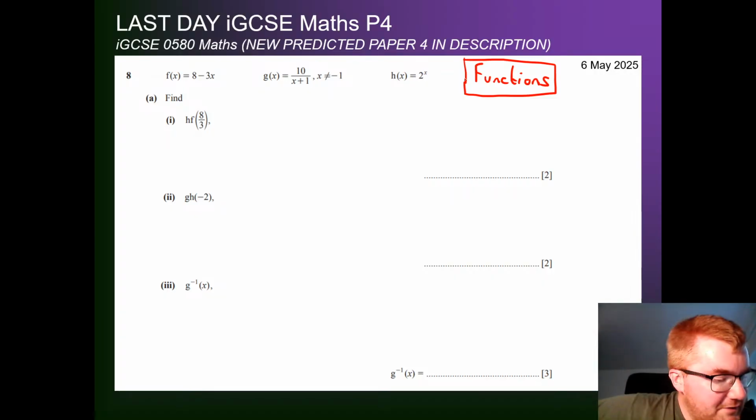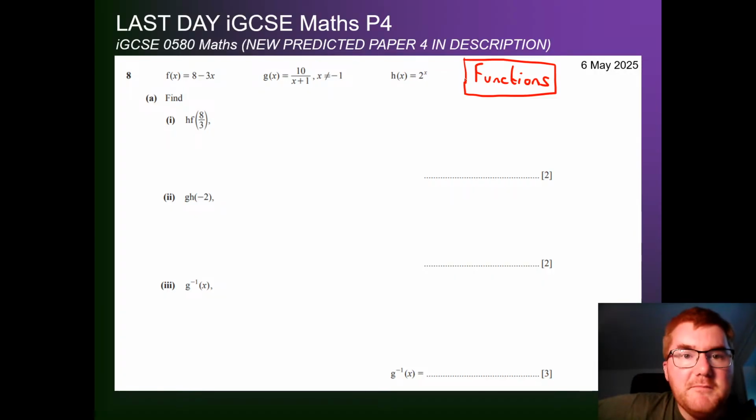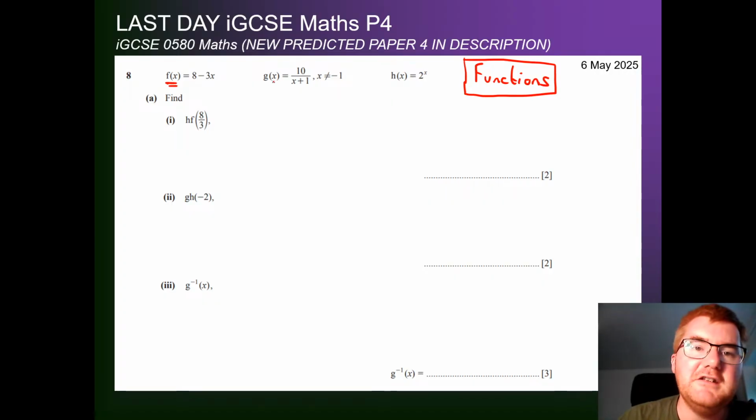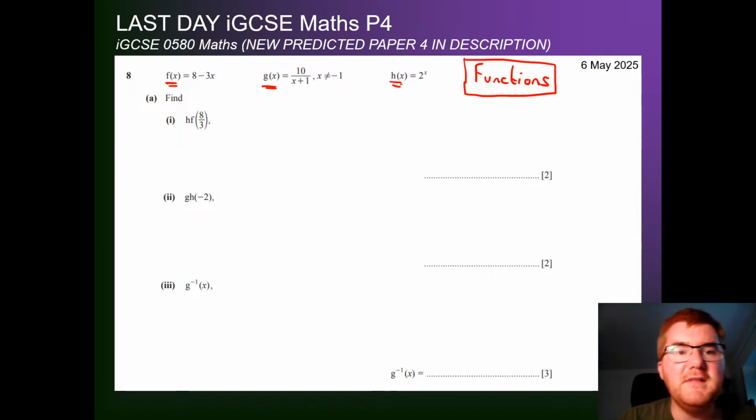Let's get back into another question. So this is a function question, very typical. You're given 2 or 3 functions, and then you have to do some stuff with them. The first one here is a composite function, h of f of 8 over 3.